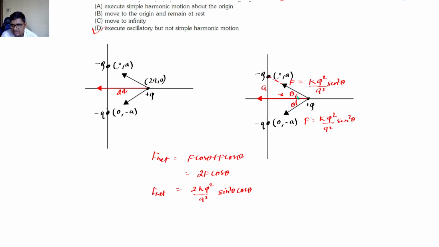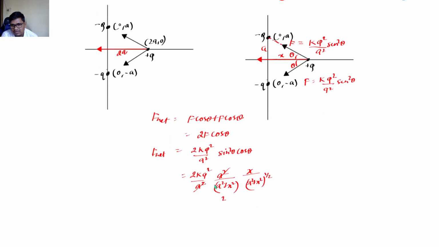So in this triangle, sin theta is basically a by this distance, under root of x square plus a square, and cos theta is x by under root of a square plus x square. So if I substitute this value, I am getting 2kq square by a square divided by a square plus x square, times x by (a square plus x square) raised to the power 1 by 2. And on simplifying it, we finally have this expression here: 2kq square x by (a square plus x square) raised to the power 3 by 2.